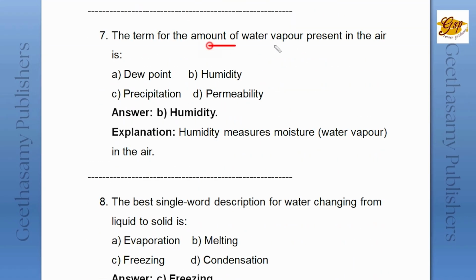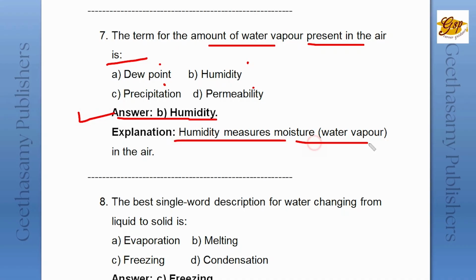The term for the amount of water vapor present in air is called: dew point, humidity, precipitation, or permeability? The correct answer is humidity. It is just a definition. Humidity measures moisture, so water vapor in the air.